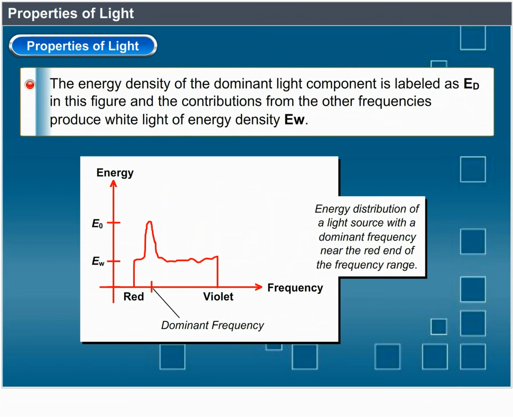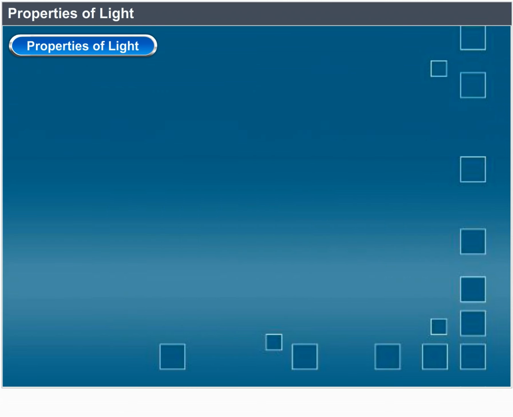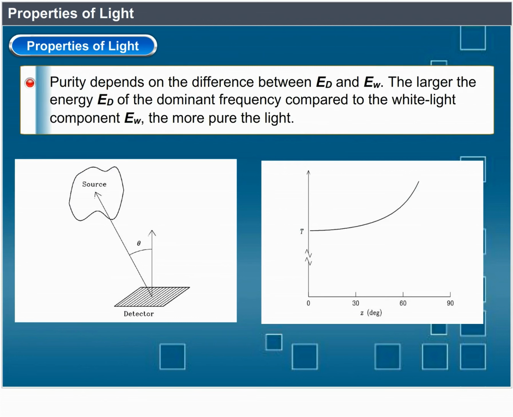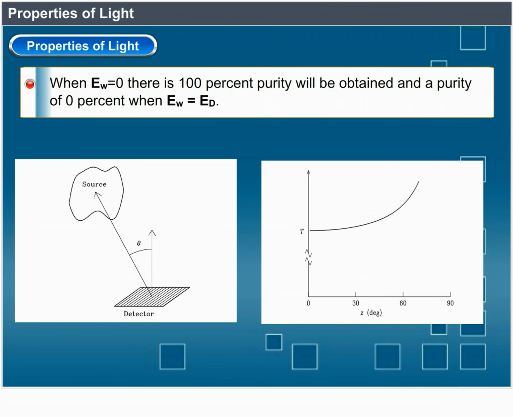The energy density of the dominant light component is labeled as ED in this figure, and the contributions from the other frequencies produce white light of energy density EW. We can calculate the brightness of the source as the area under the curve, which gives the total energy density emitted. Purity depends on the difference between ED and EW. The larger the energy ED of the dominant frequency compared to the white light component EW, the more pure the light. We have a purity of 100% when EW is 0 and a purity of 0% when EW equals ED.